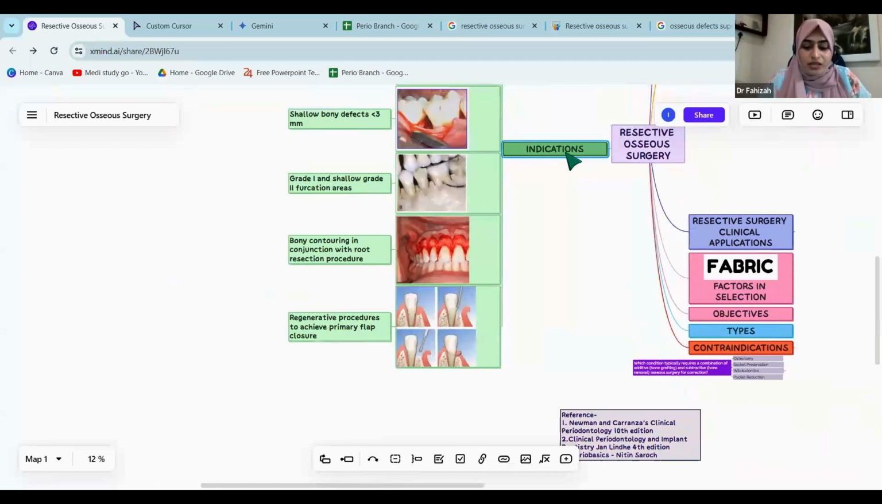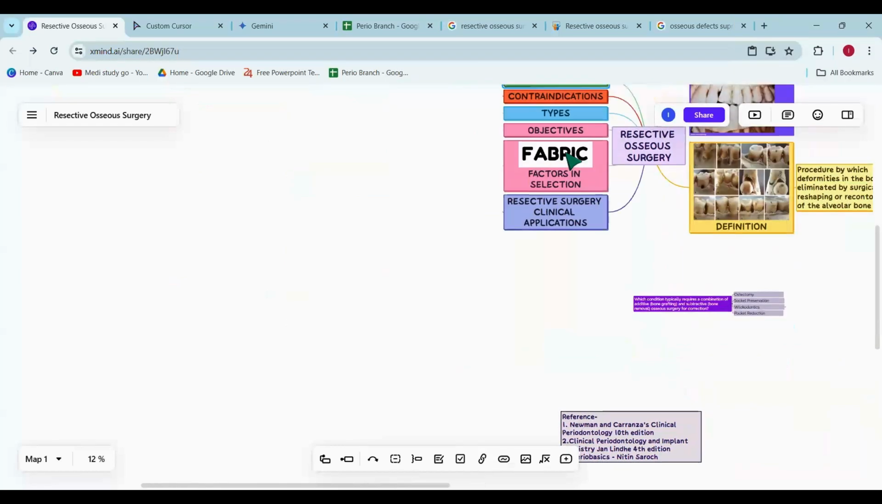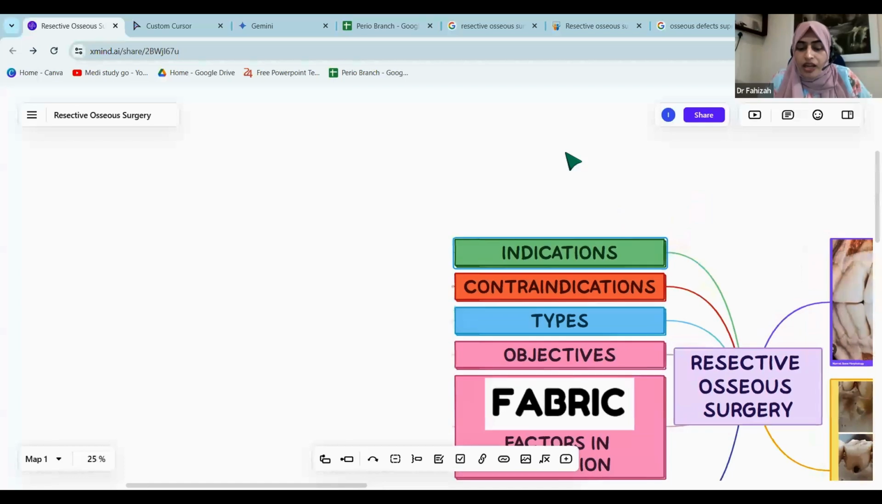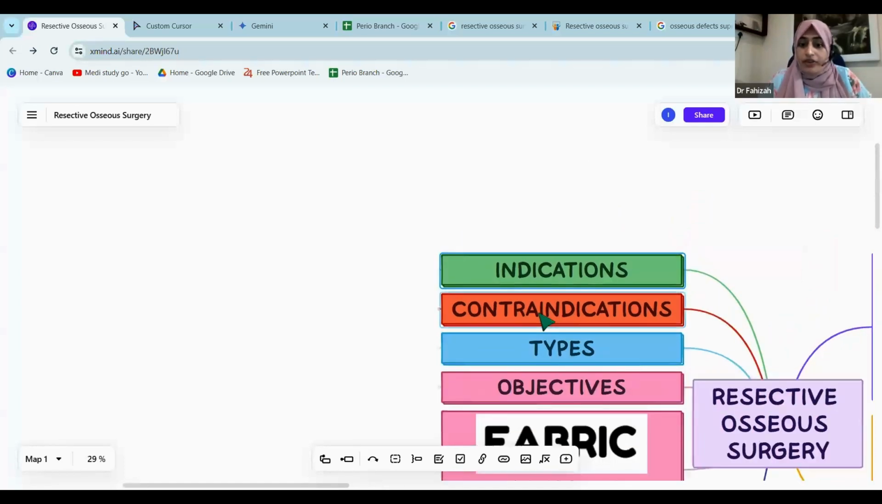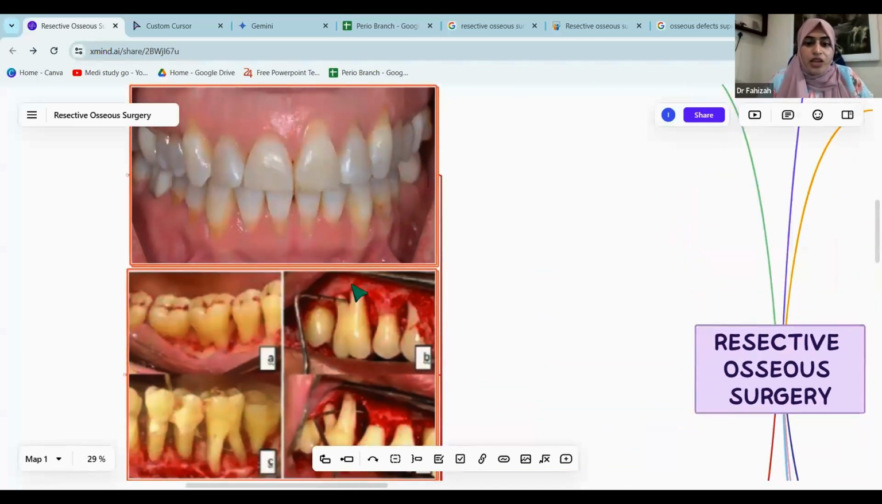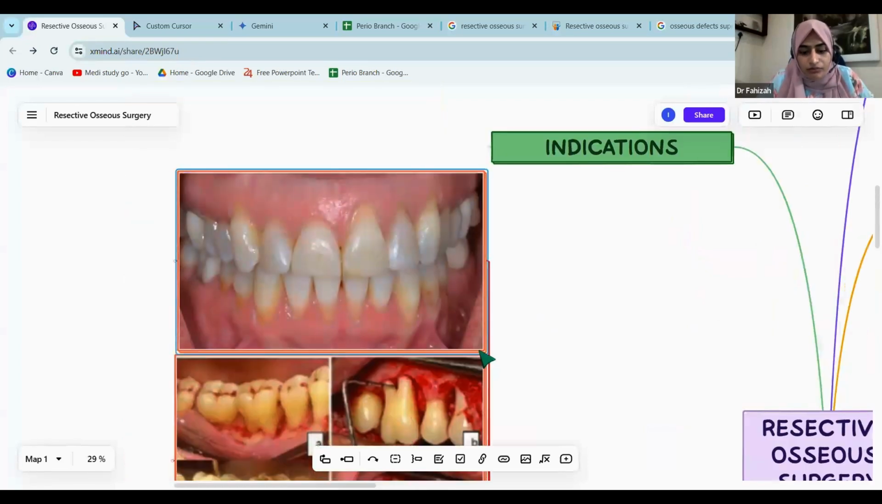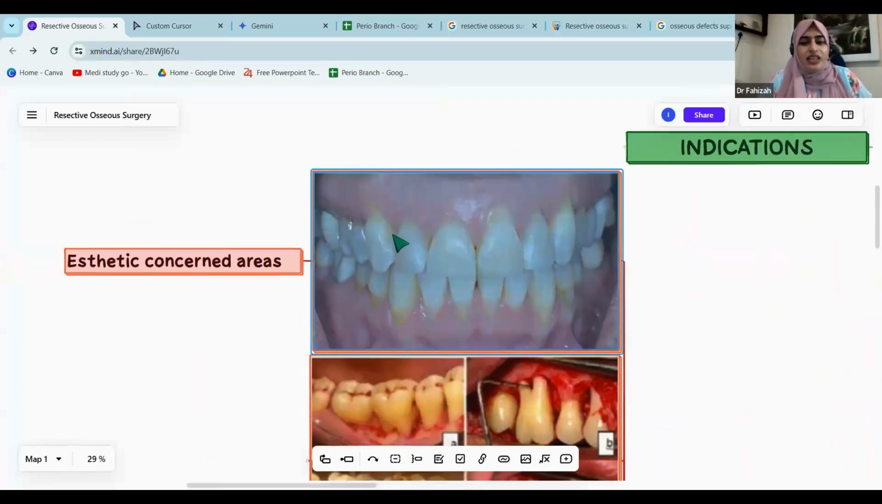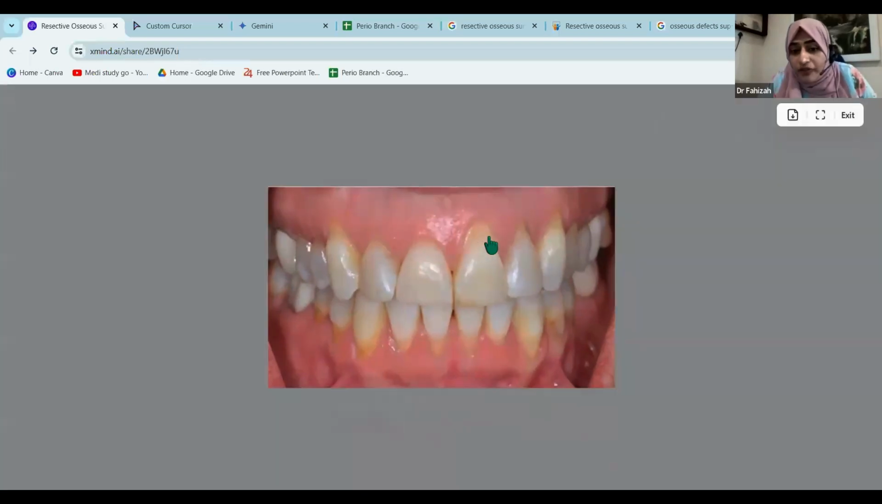Okay. Now these were the indications, where it is being used. Now let's talk about contraindications, where it cannot be used. So this is one of the cases: aesthetic concerned areas. We have to be very careful, because sometimes when you do excessive bone removal over here, it can lead to recession. Okay, so that's why we need to be very careful in these kinds of areas.